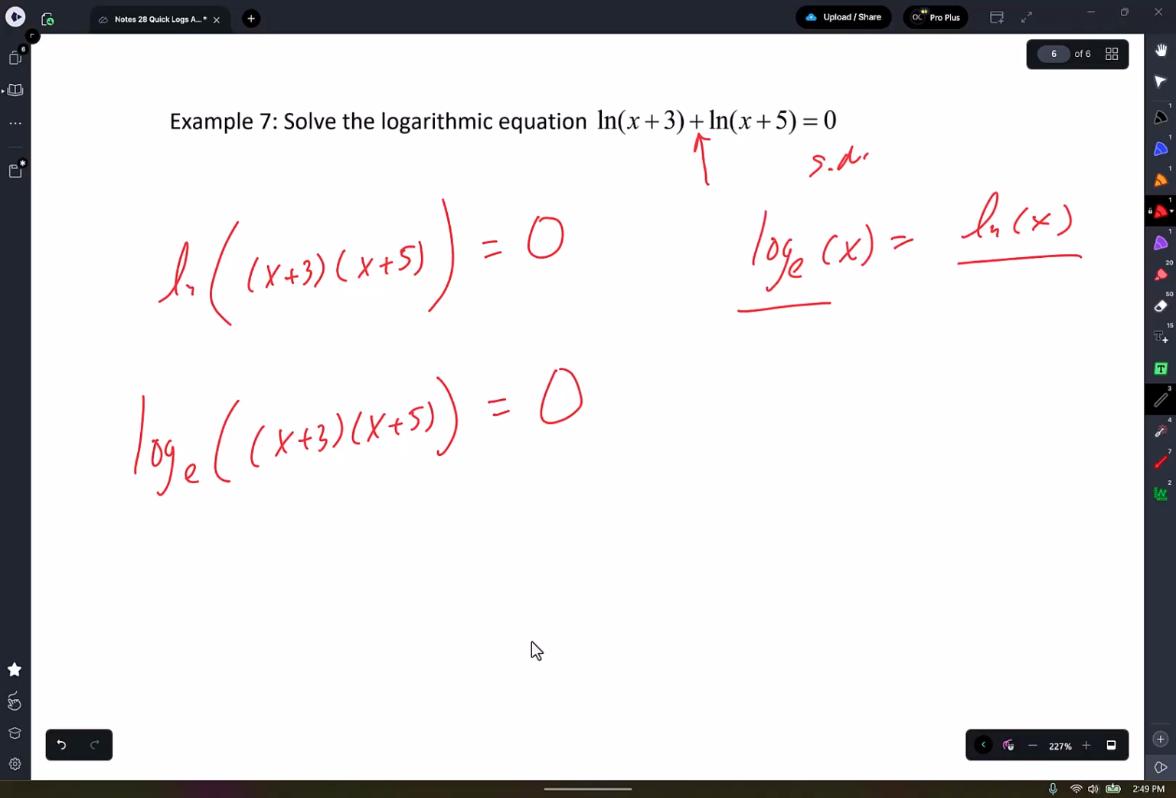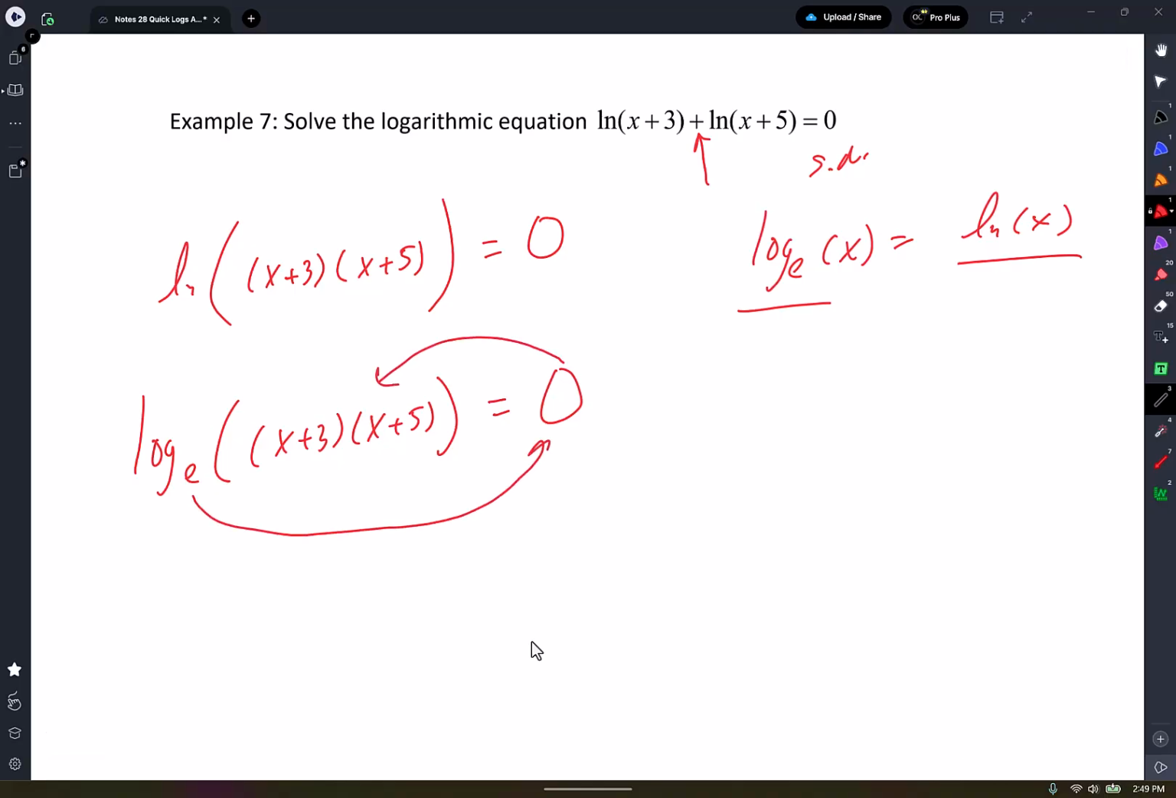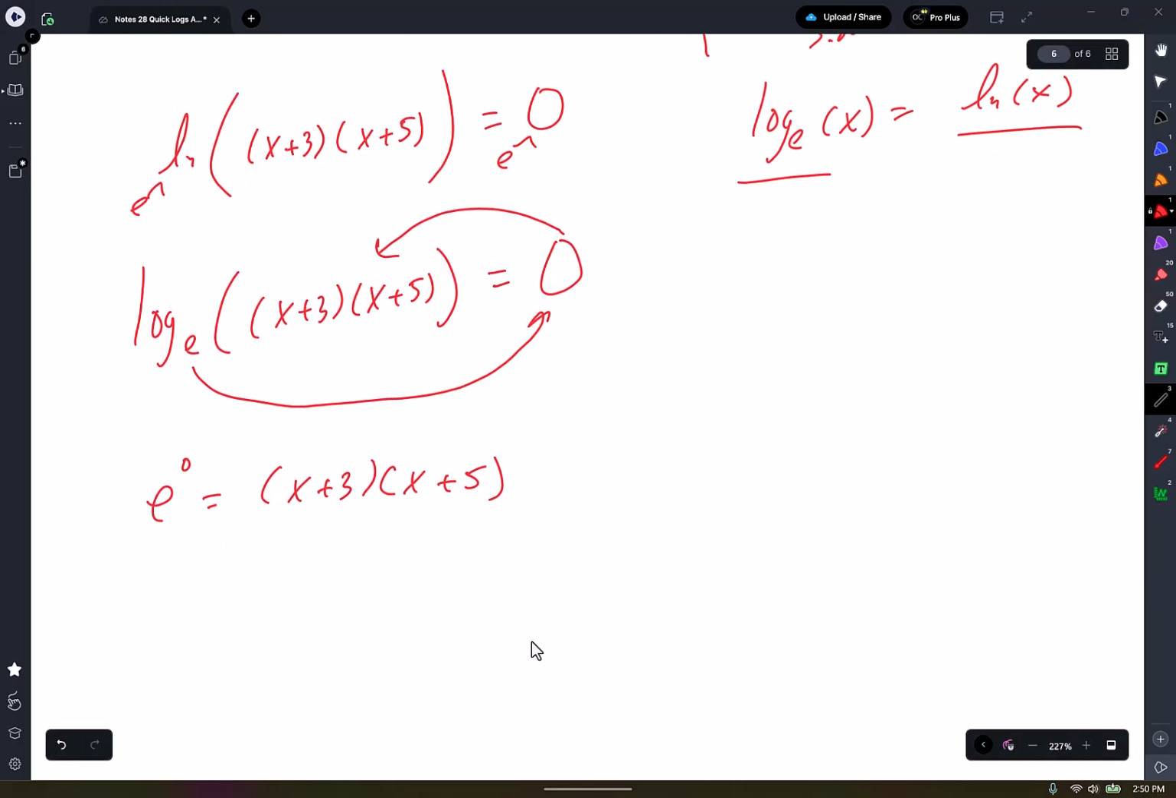Get rid of it, turn it into an exponential. I guess we could have done this from the beginning as well. Some of you are probably saying, you could have just done e to the power, and then e and ln cancel each other out because they're inverses. Here we go: e to the 0 equals (x plus 3)(x plus 5). Anything raised to the 0 is 1. So that's 1. x times x, x squared, plus 3x plus 5x, 8x, plus 5 times 3, 15.